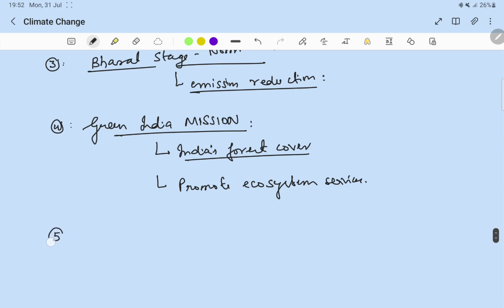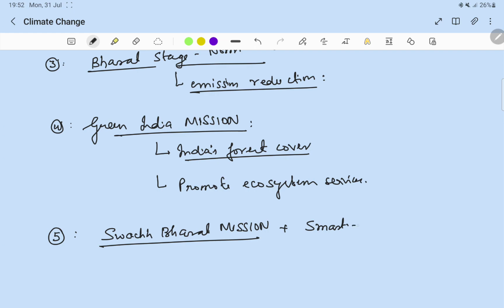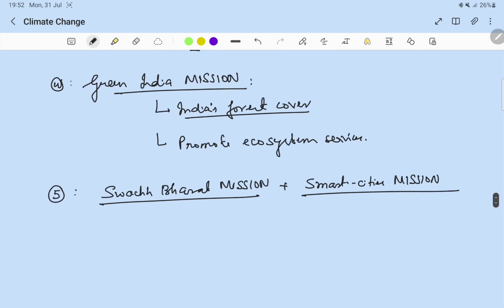Then we also have very decentralized plans like Swachh Bharat Mission. Then we also have Smart Cities Mission. So these are all very important to improve the mitigation of climate change and to make our system better.